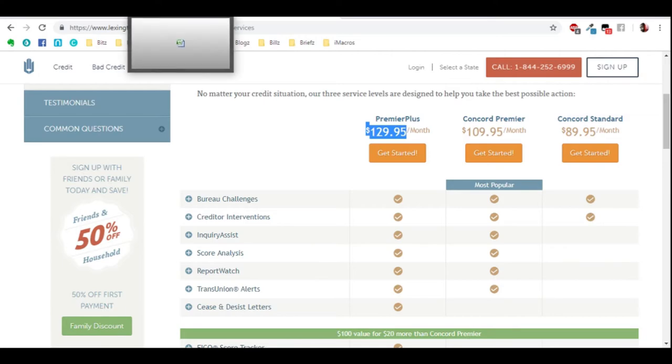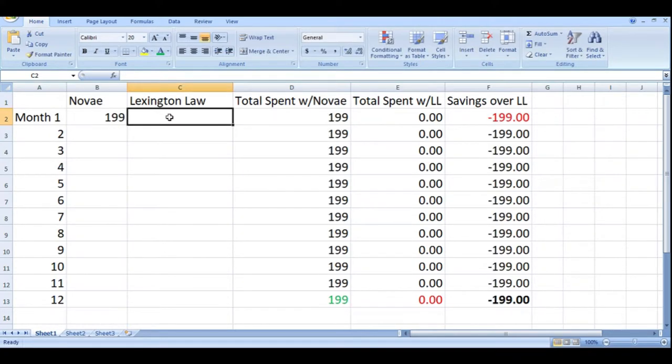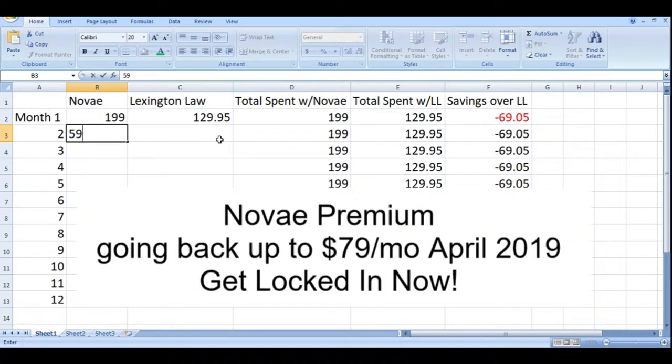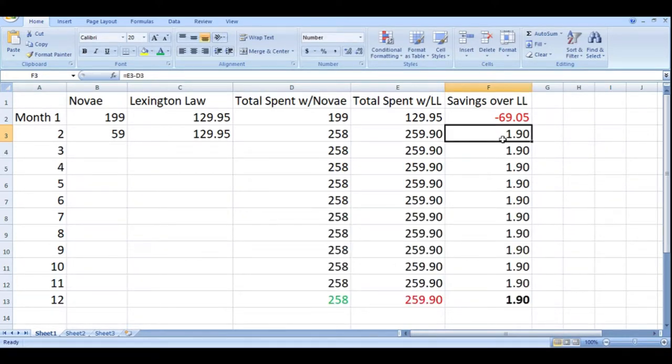Let's look at the actual cost then. So here I have a spreadsheet. Novae Money is $199 for the first month, and Lexington Law is $129.95 for the first month. So right off the jump, you can tell that you paid more for Novae Money the first month. You paid $70 more to get started with Novae Money than with Lexington Law. But let's look at the second month, $59 versus $129.95. By the second month, you break even. Actually, you save $1.90 by being with Novae Money.